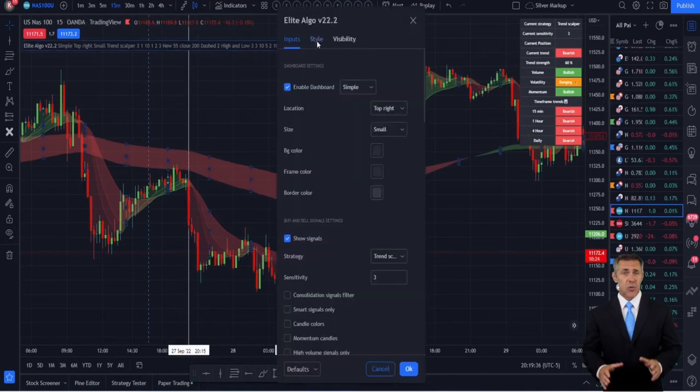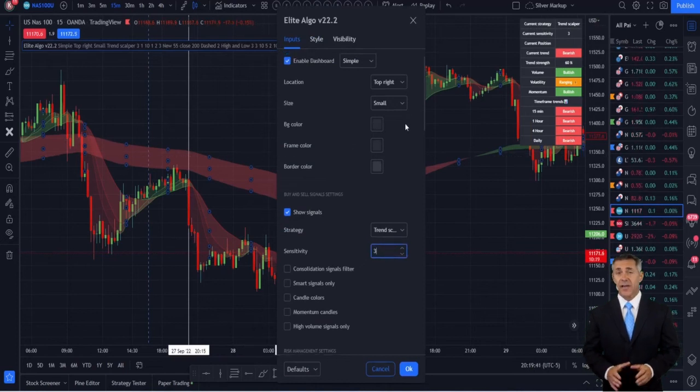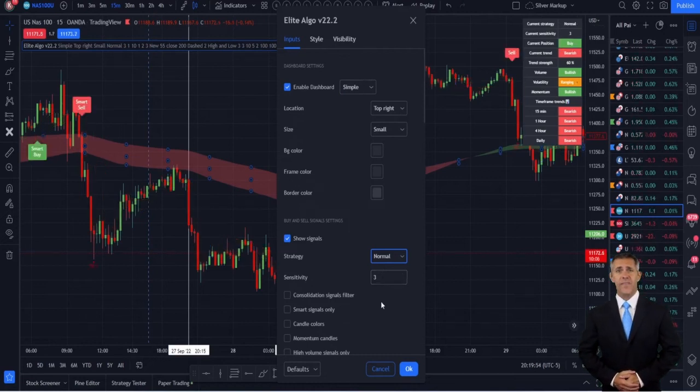So moving on to the next part, you have the sensitivity. Now this is where, let me go back and switch it to the normal mode right here, because that's going to give you the biggest view when it comes to using the sensitivity. The sensitivity is how much needs to happen in the market for the Elite Algo to give you a trade, so give you an entry or a signal based off of its many calculations.